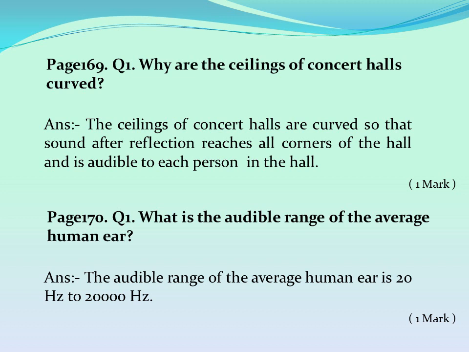Page number 170, question number 1. What is the audible range of the average human ear? Answer. The audible range of the average human ear is 20 Hz to 20,000 Hz.